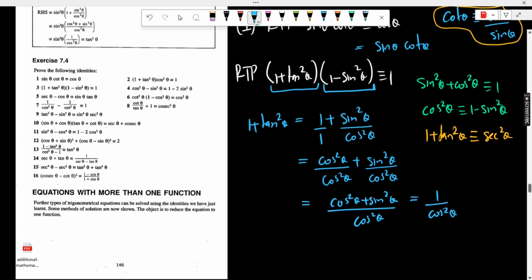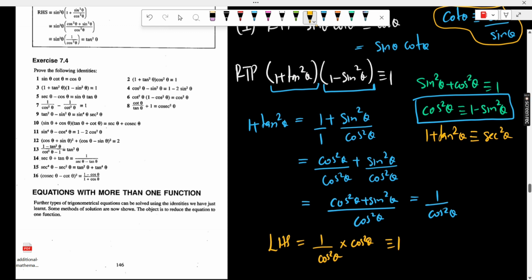And now I could actually say, since I know that this is true, then I could say that the LHS, once again, the LHS is equal to 1 over cos squared theta times cos squared theta, which is equivalent to 1. So slightly different approaches, but same end result, okay? Yes, sir.